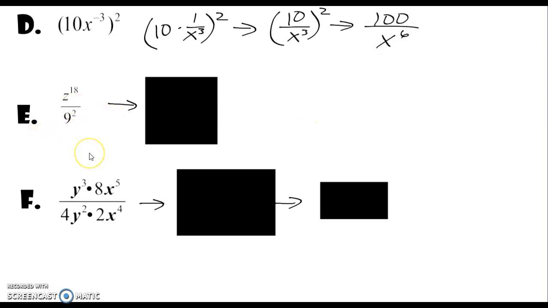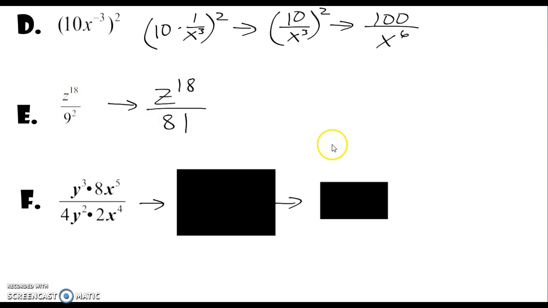On E, there's really not a whole lot of work to do. This z doesn't have any z's down in the denominator, so I literally just need to square 9.